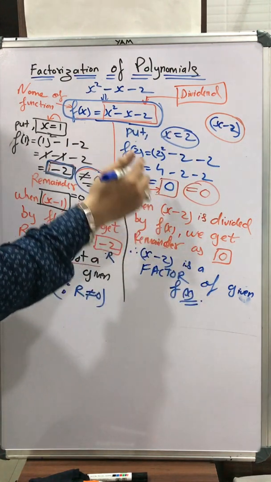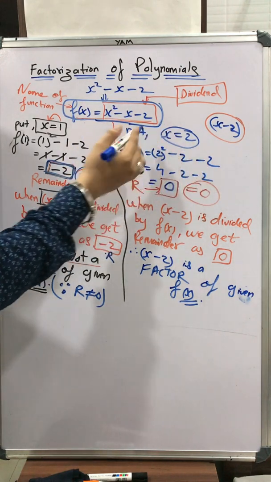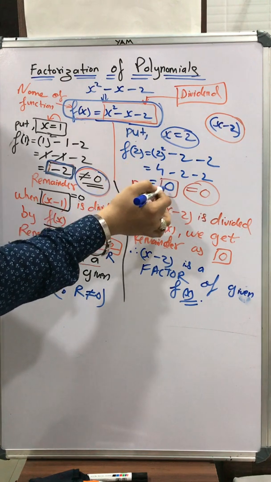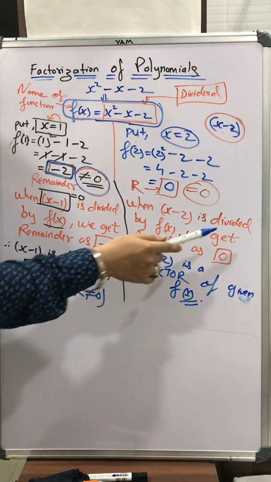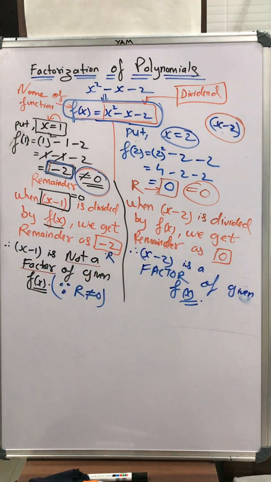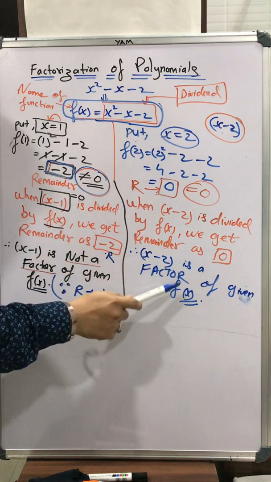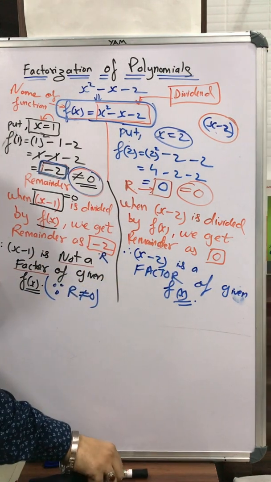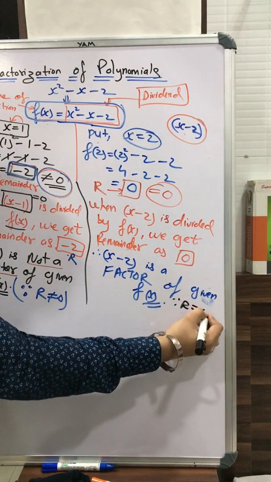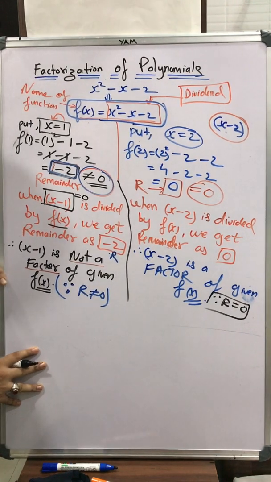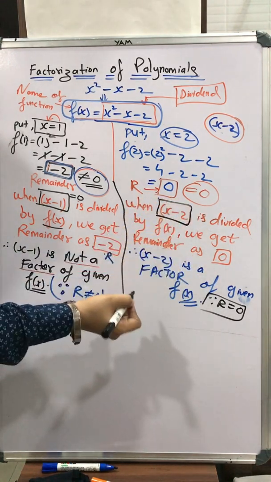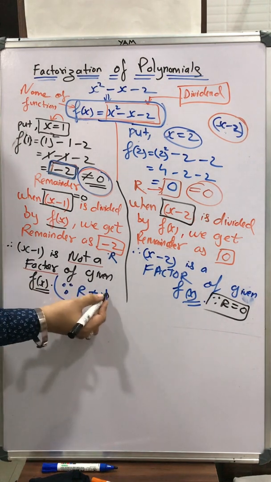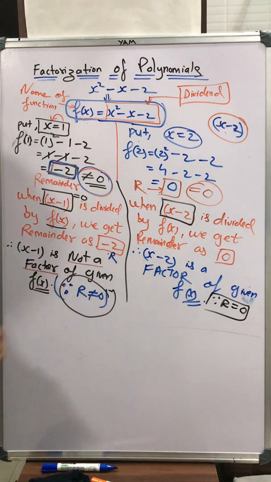Okay, coming to this case, I tried another number, x equal to 2. I substituted 2 in the place of x and got the remainder as 0. So now I will say when x minus 2, bringing this 2 to the left hand side, is divided into fx, we get remainder as 0. Therefore this x minus 2 is a factor of the given fx. Why are we writing it's a factor? Because we got remainder as 0. To summarize our discussion, if the remainder is 0, then we say that the given divisor is a factor, and if the remainder is not 0, we get any number other than 0, we say that the given divisor is not a factor. Please, this is very important, please copy this.